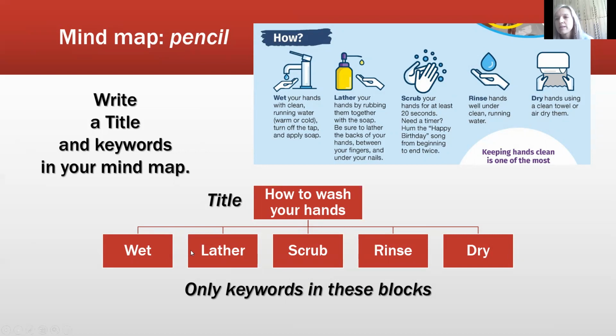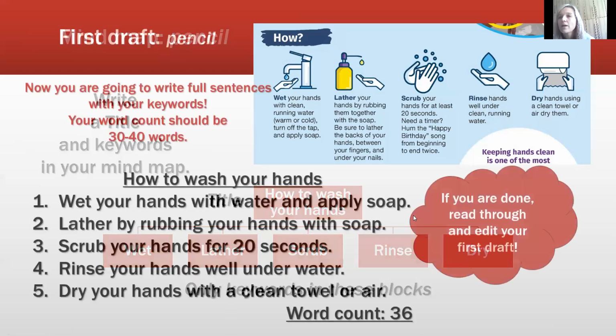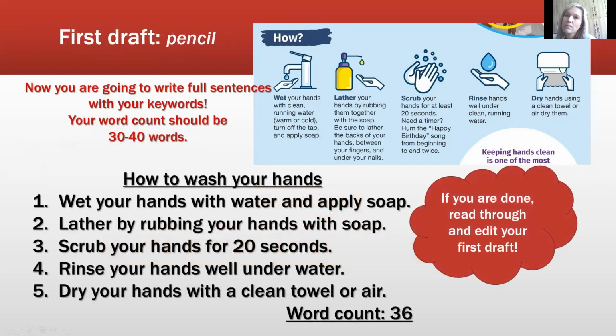So in the keyword blocks of my mind map, I wrote wet for my first sentence, lather for my second, scrub my third, the fourth sentence, rinse, and the last step, dry. Okay, so now I'm ready to carry on to my first draft.